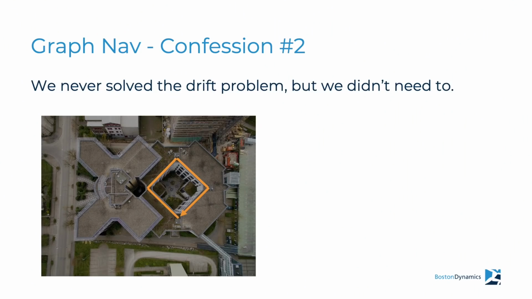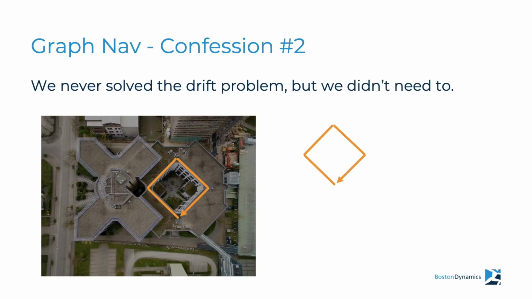Confession number 2. We never actually solved drift. We just learned to live with it. If you took Spot and recorded a map that you know to be perfectly square because you ended and started at the same place, GraphNav isn't going to necessarily spit out a map that's perfectly square. It could spit out a map that looks like this, or like this, or like this. And this is actually okay.